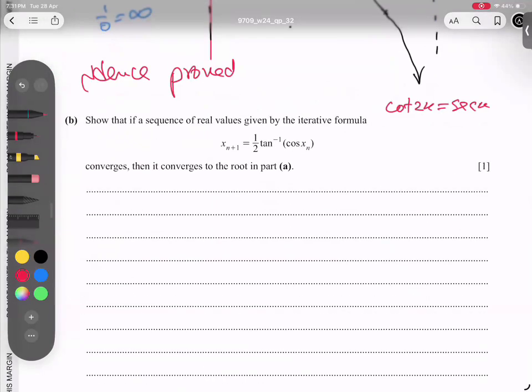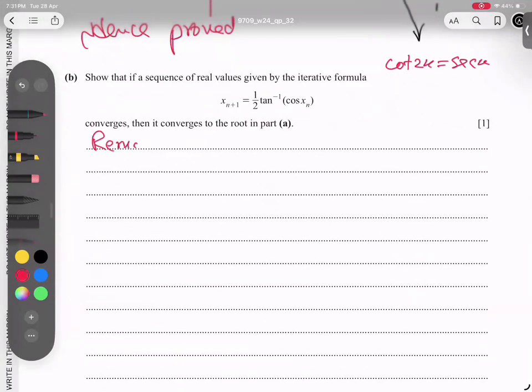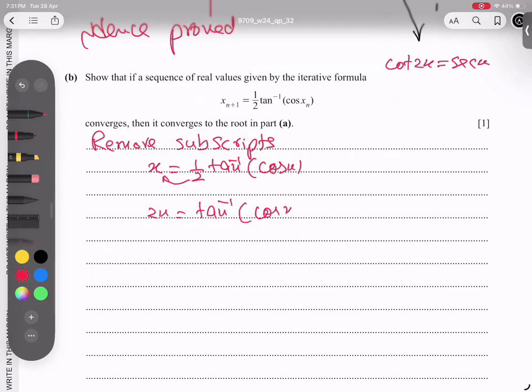Okay, so let's start. Remove the subscripts, so this n plus 1, remove it. And what do I get, students? x equals half times 2 tan inverse of cos x. Now, students, first of all, the 2 multiplies there, 2x equals 2 tan inverse of cos x. The tan inverse will go there and become tan 2x, and it is equal to cos x.